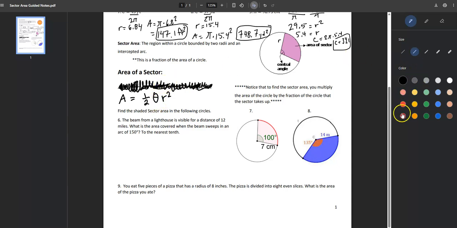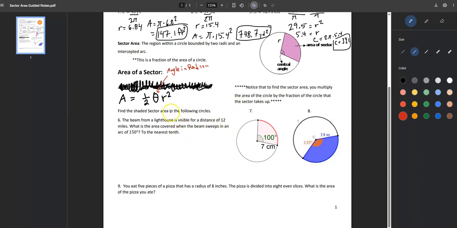Remember, theta, this symbol right here, is the angle in radians. So we have to convert. Remember, my conversion is to take the degree, times it by pi, and divide it by 180.